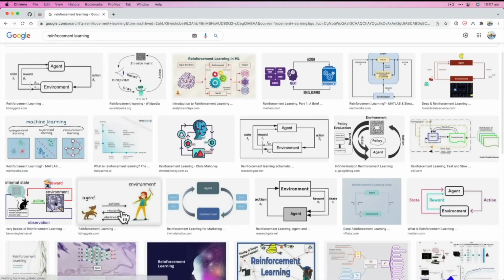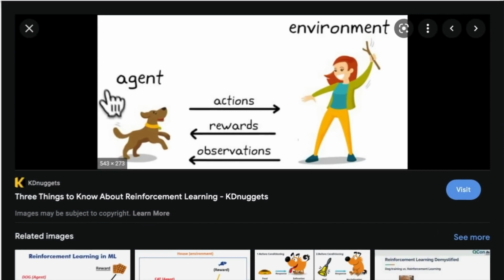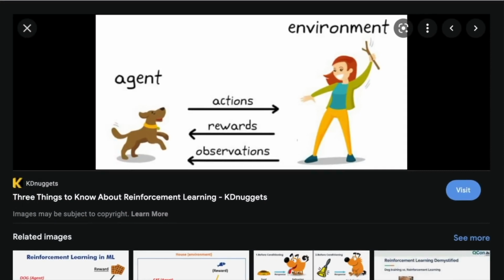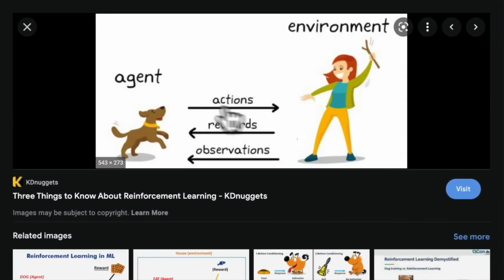But essentially, this is a good one. That's a good photo, actually. So shout out to KDnuggets. The whole idea of reinforcement learning is that you have some kind of environment and an agent that does actions in that environment, and you give rewards and observations back to that agent. So say, for example, you wanted to teach your dog to urinate outside. Well, you would reward its actions of urinating outside and possibly not reward its actions of urinating all over your couch.